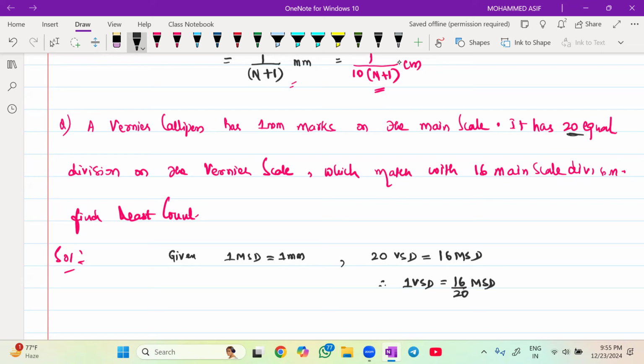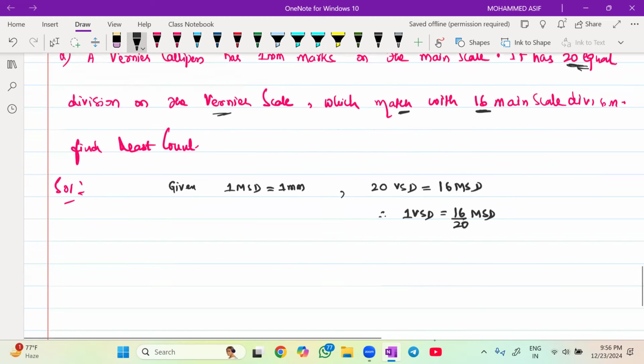Given in the problem, 20 equal divisions on the vernier scale match 16 main scale divisions. That's what I have written here: 20 VSD is equal to 16 MSD. Therefore, 1 VSD is equal to 16 by 20 MSD. Am I clear?